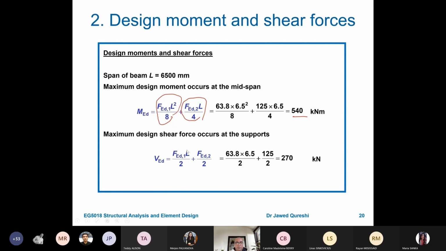Now maximum shear force is going to be WL over 2. Now instead of WL, you can see that I'm applying F_Ed. W is called F_Ed and then you times it by L divided by 2 to work out total load. For the second one, because it's a point load, you don't need to multiply with L to work out the total load. So in total, it comes out to be 270 kilonewton. This is applied shear and M_Ed is applied moment.